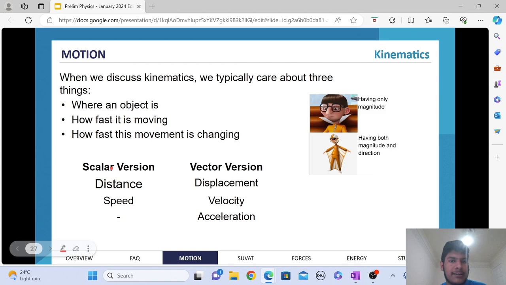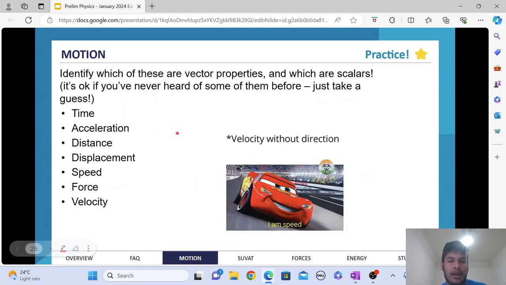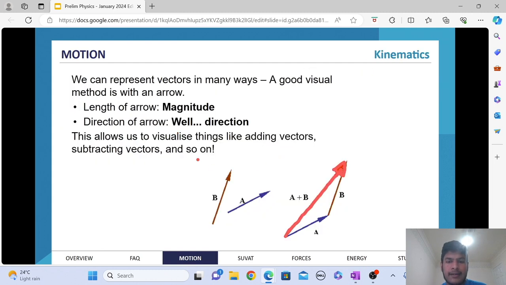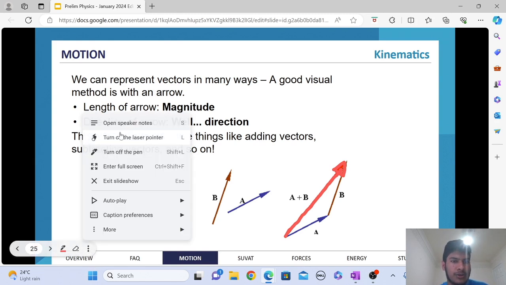So when we discuss kinematics, we take things like subtraction and scaling vectors, which is something that we'll look at in a bit more detail soon.